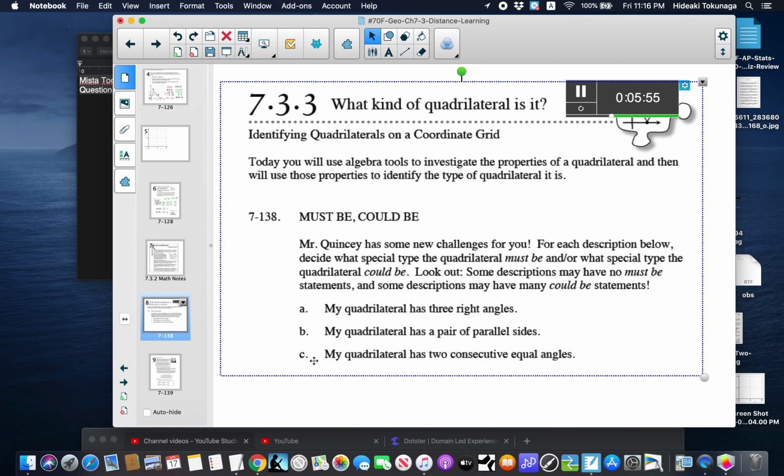2 consecutive equal angles. It's 2 different could be statements possible. Okay, we spent 5 minutes. I hope you understand. That's it for this section.